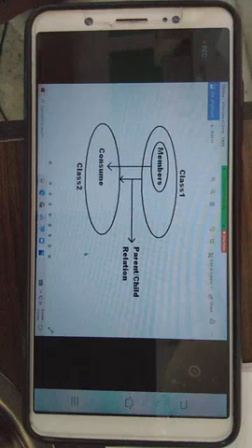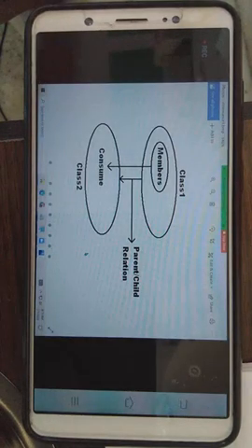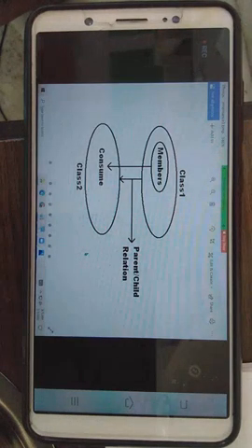Did you understand the picture? Class 1 contains what? Members. Class 2 and class 1 have a relationship now. What relationship? Parent-child relationship. Now the members present in class 1 can be consumed by class 2.